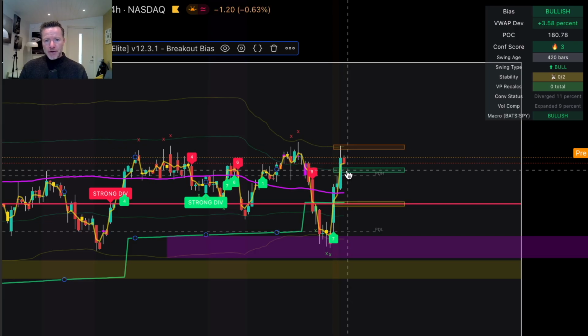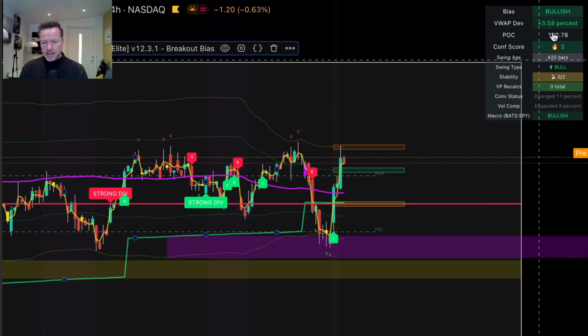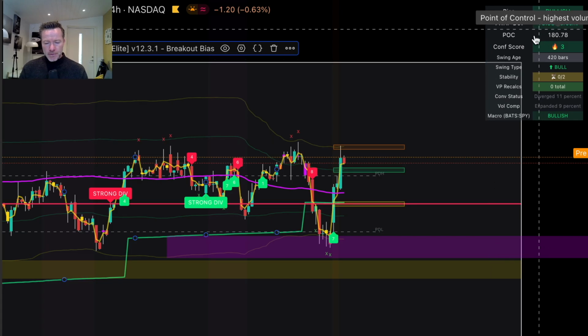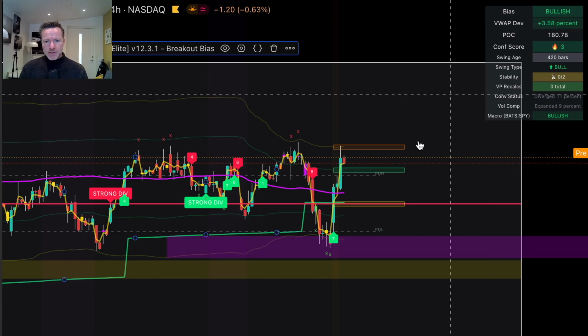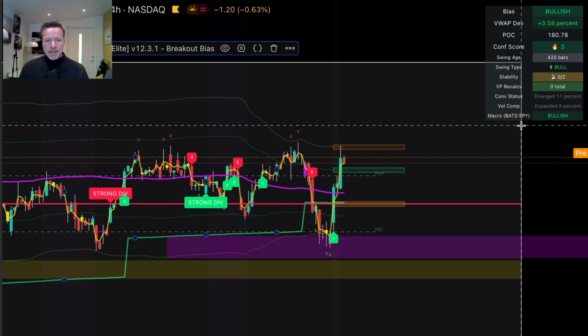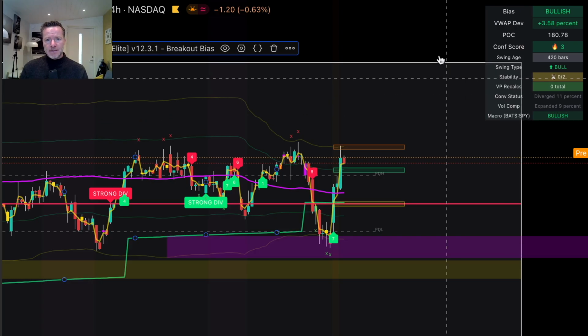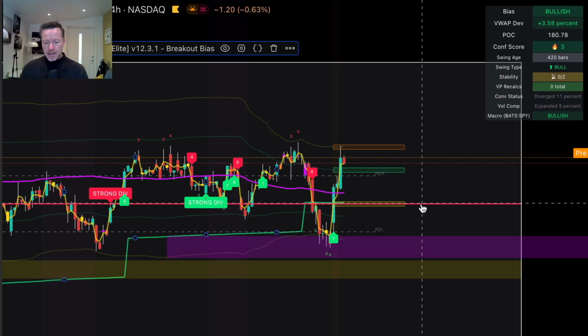And the terminal is showing the same signals. The VWAP deviation still 3.58. Confidence score still elevated. And divergent grade is still weak. This is what happens when institutions step aside. Price doesn't crash immediately. It just loses momentum. The buyers dry up. The volume thins out. And eventually price gravitates back to the POC around 180.